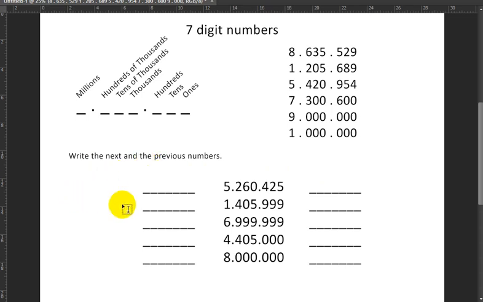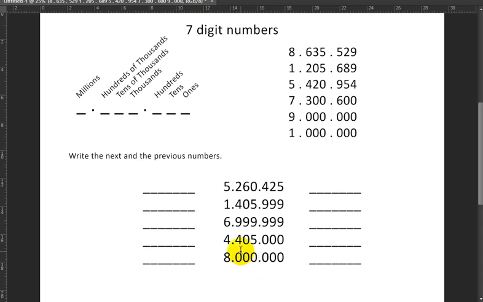Next up, let's move on to the exercise. I want you to try and do the exercise on your own. So pause the video and try to find the next and the previous of each of these numbers. So try and do that on your own. It might be a little more challenging than you think.